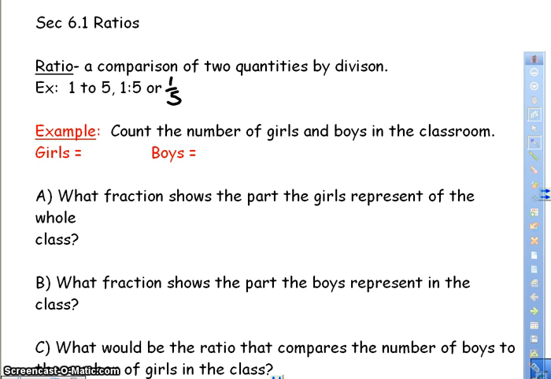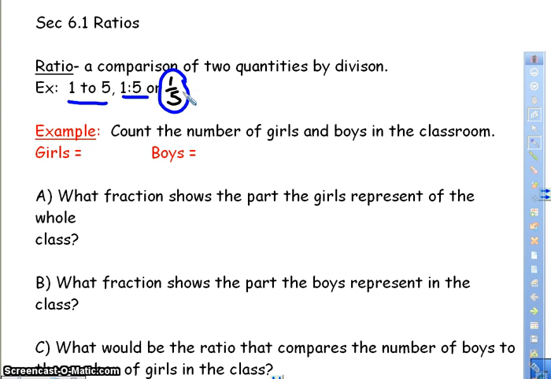Okay, a ratio is a comparison of two quantities by division, and you will see that ratios are written in three different ways. So we can say 1 to 5, that's a ratio. You also would say 1:5, with the colon in between, or 1/5. Okay, you're going to notice that we are going to be writing everything as a fraction.